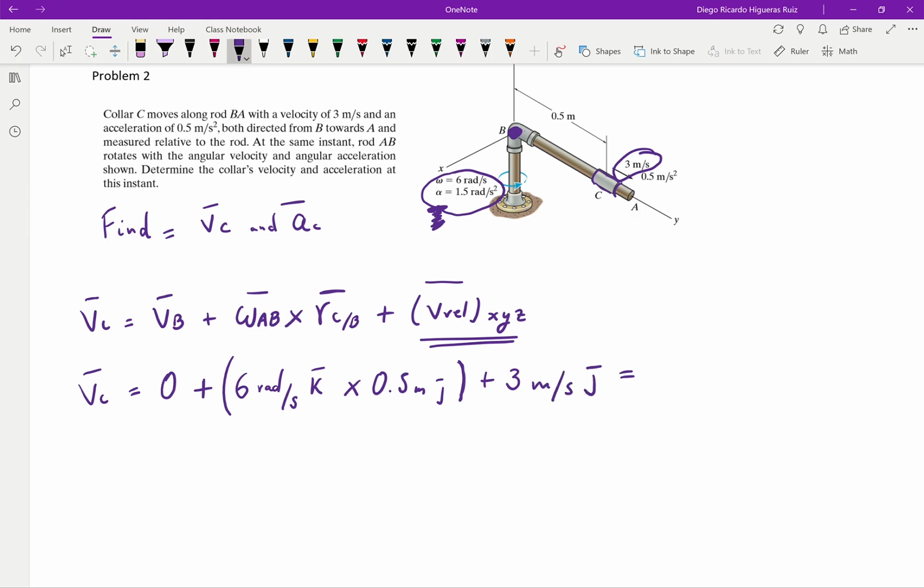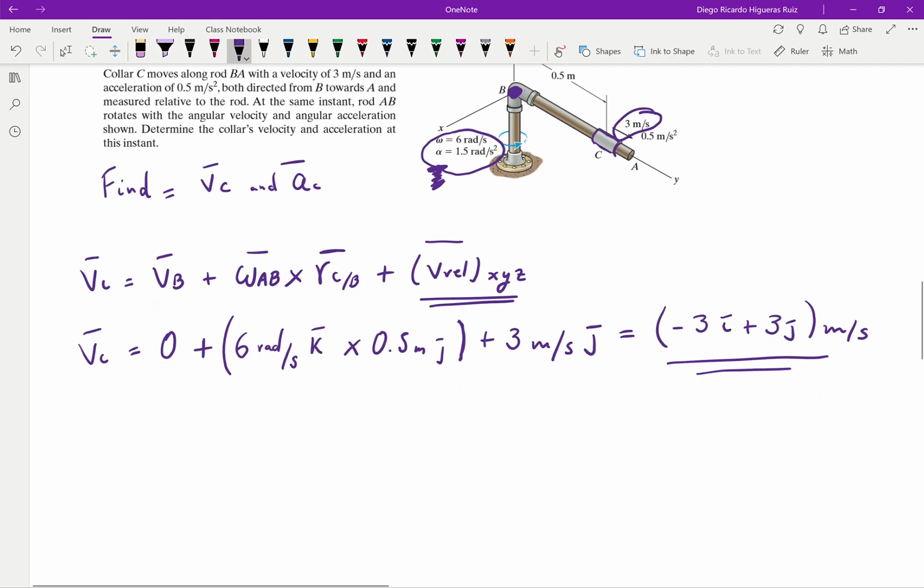So now we know how to do our cross product, and if we go ahead and solve for that, we're going to have that the velocity of that collar is going to be minus 3I plus 3J meters per second. Alright, so actually let's go ahead and do a quick drawing here.